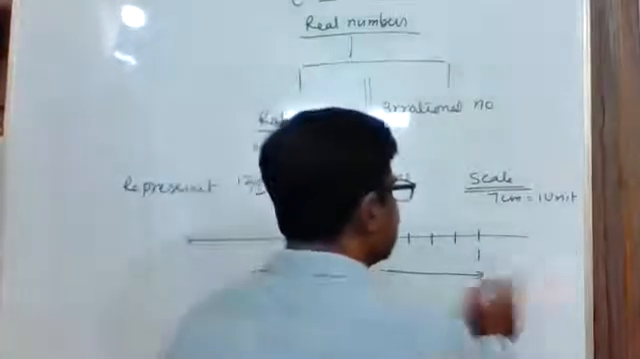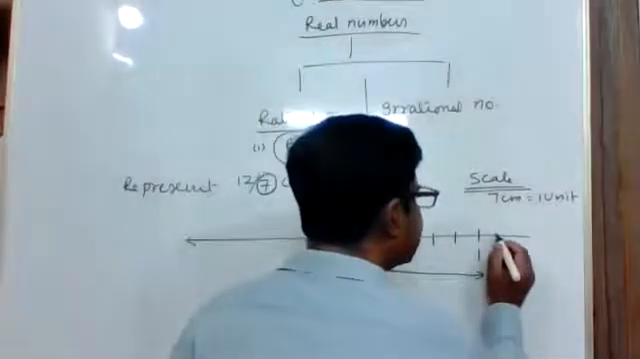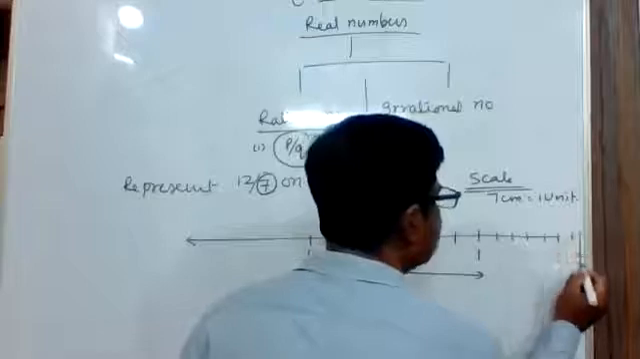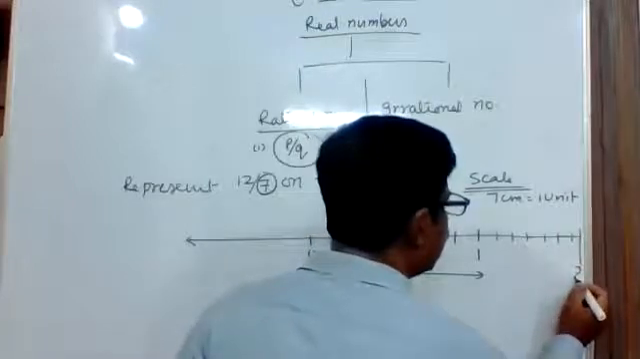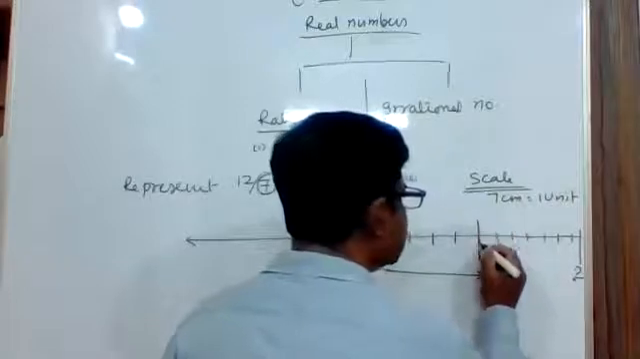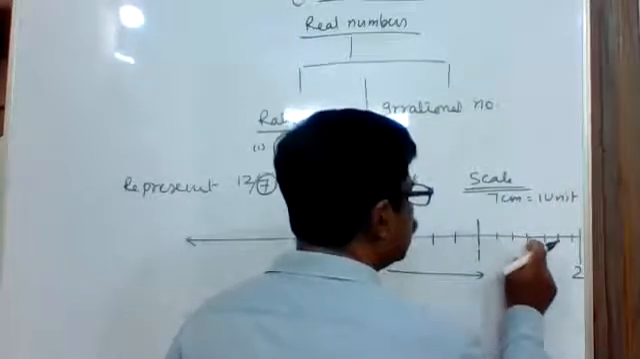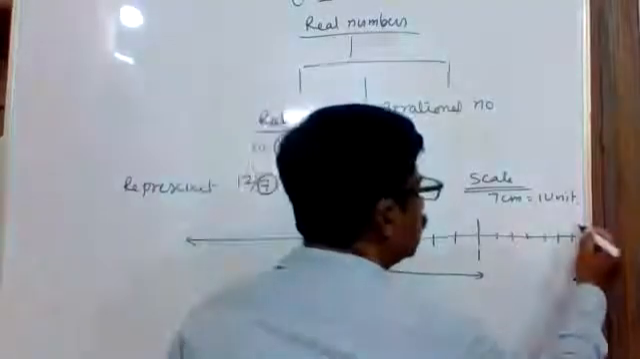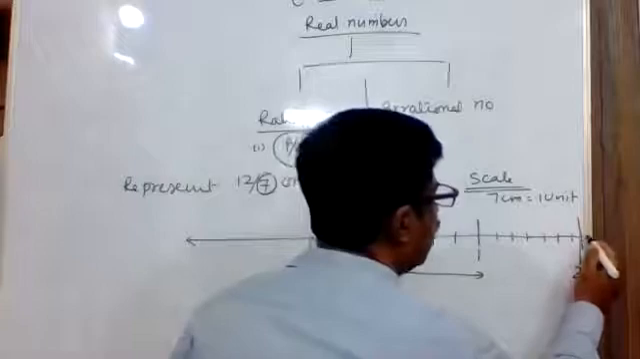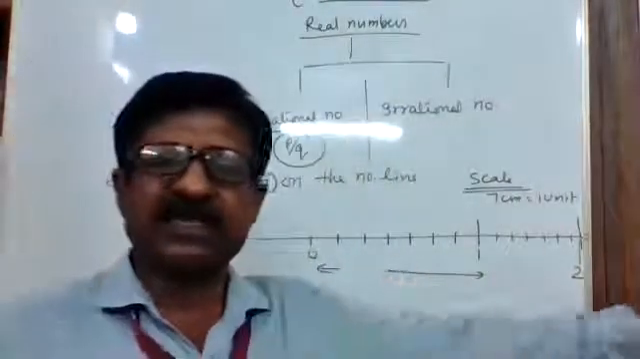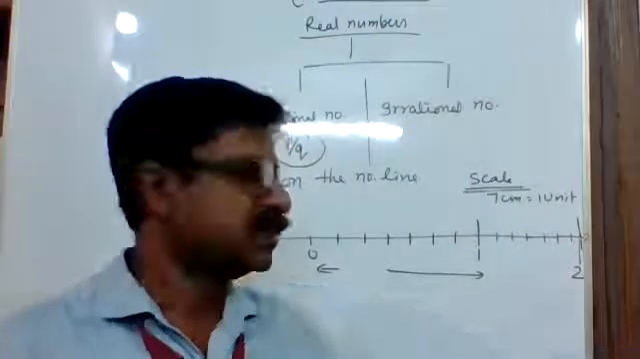Second step is, in the same way, we'll take the next 7 divisions: 1, 2, 3, 4, 5, 6, 7. And this 7th line we are going to write as 2. The seventh line we are representing by 2. There should be an arrow. This arrow indicates that if it is needed, we can extend it further.